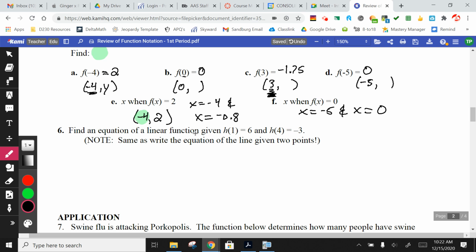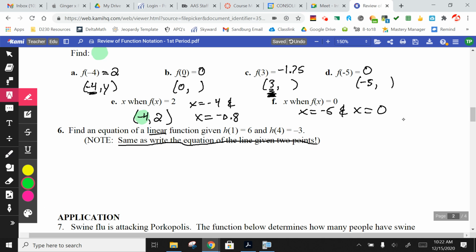Find an equation of a linear function. So, old equation of a line. Given that h of 1 is 6, h of 4 is -3. So recall, we have done this. What you're going to write is the same as writing the equation of a line given 2 points, correct? Because aren't these a different way of writing a point?